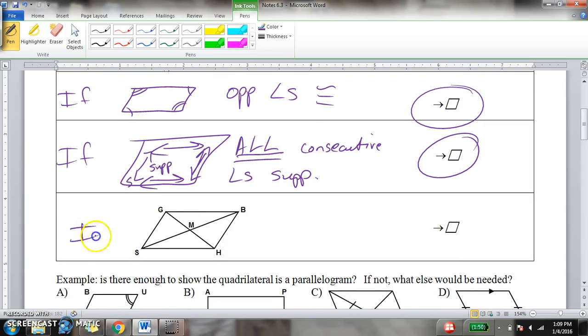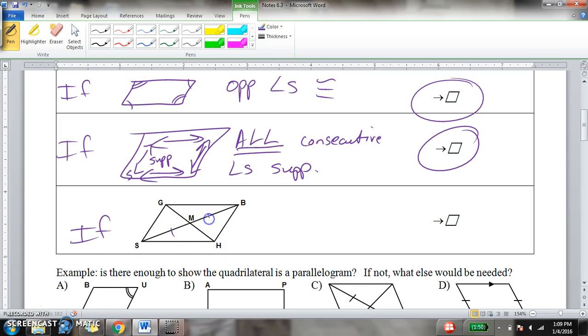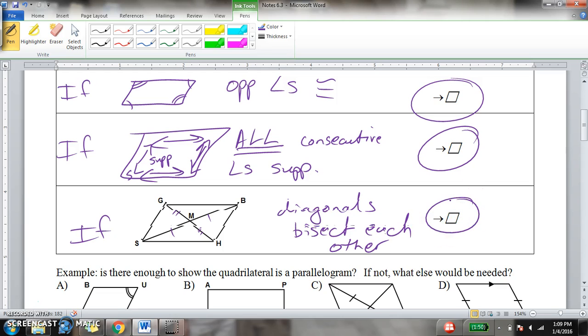And the last one, if your diagonals bisect each other, so if you know this piece is equal to this piece, congruent to this piece, diagonals bisect each other, then you have a parallelogram.